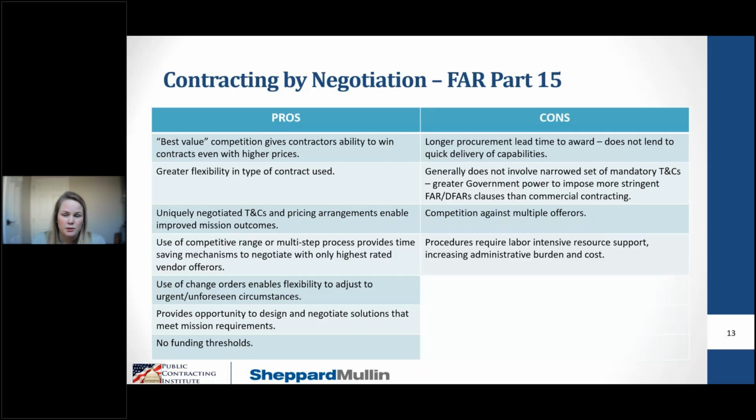Biggest con, though, of course, is the longer procurement times. It can take the government months, sometimes even years if bid protests are involved, to actually complete a procurement, which does not lend to quick delivery of capabilities.